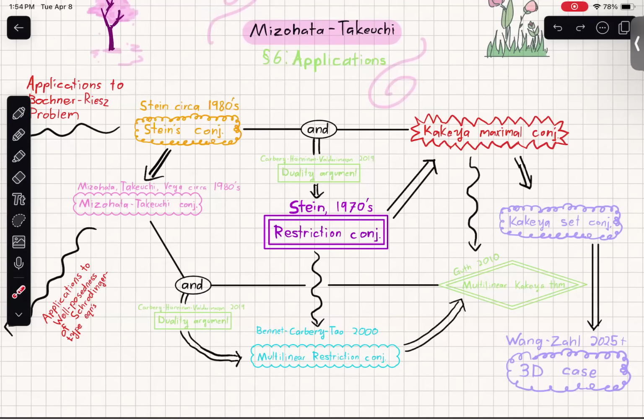And just to put this into context, if you're not from this area of harmonic analysis, you have probably still heard of the recent paper by Hong Wang and Josh Zahl proving the 3D case of the Kakeya set conjecture. The Kakeya set conjecture comes from the Kakeya maximal conjecture, and they proved the 3D case. So this is how it relates to the rest of the field.